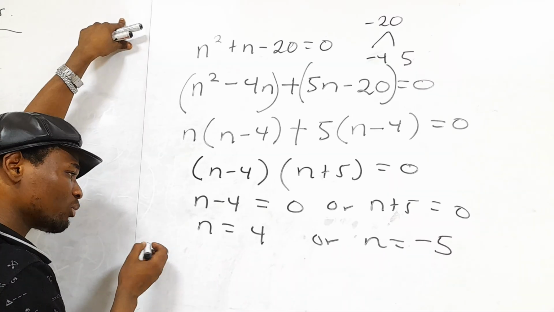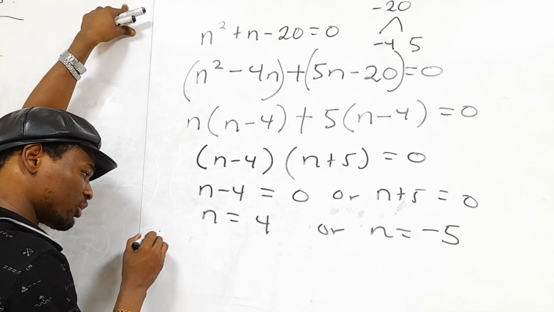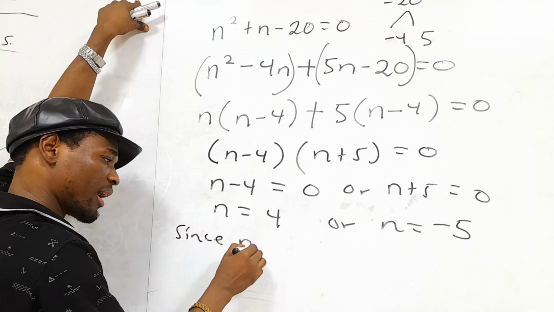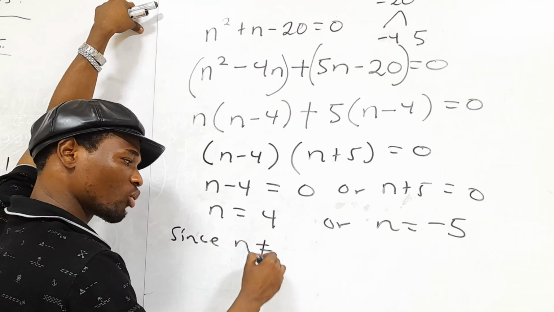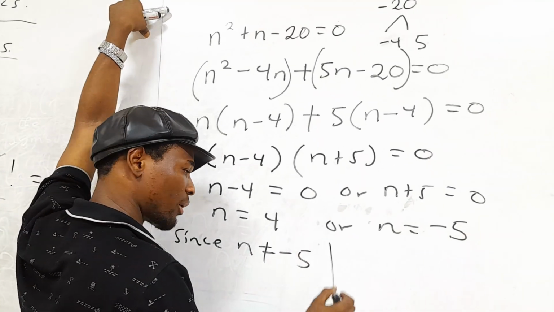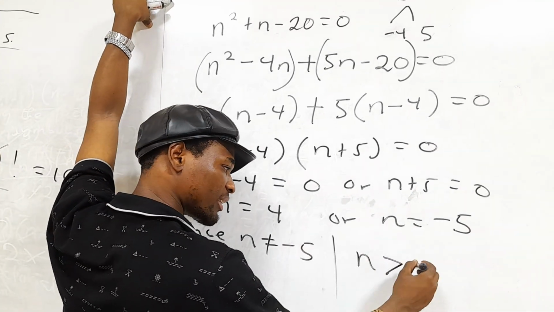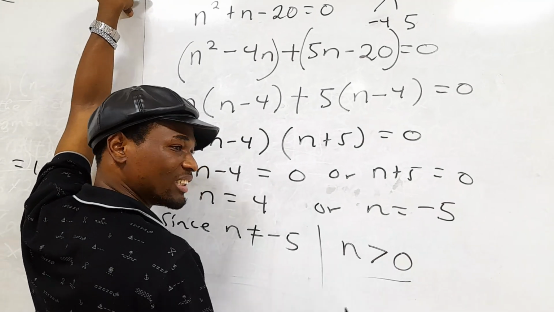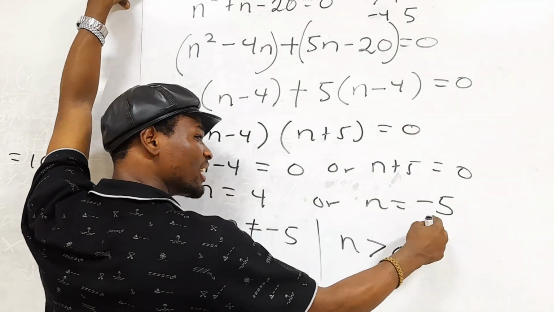Okay, viewers, remember this. So the true set is what? We said that n cannot be equal to negative 5. Just remember that we said n should be greater than 0, which means n should be a positive integer. So we can't accept the negative here, right?